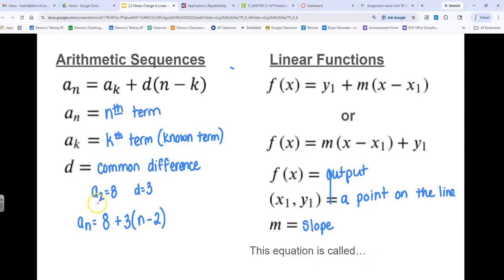If I've got the point a sub 2 equals 8, if I'm not using sequence notation anymore, that's like having f of 2 equals 8. And what does it tell us if f of 2 equals 8? What does that tell us about points on the graph? What point is that? That's the point (2, 8), right? And then we know that the common difference is 3 here. That corresponds to the slope being 3 over here. So what happens here is that 2 is our x1 and that 8 is our y1.